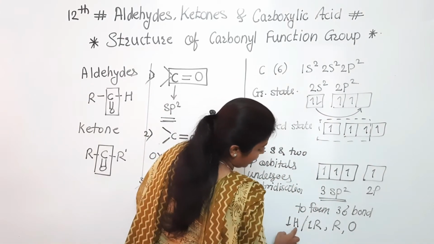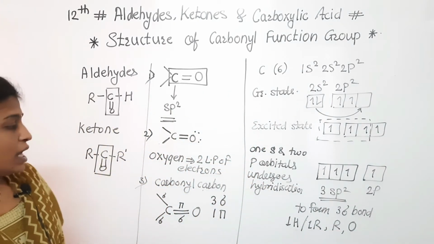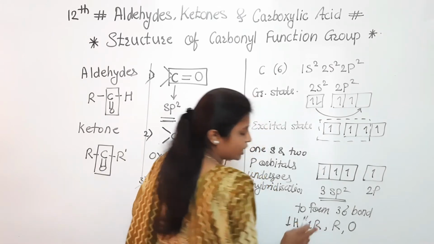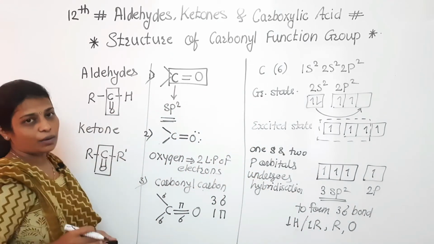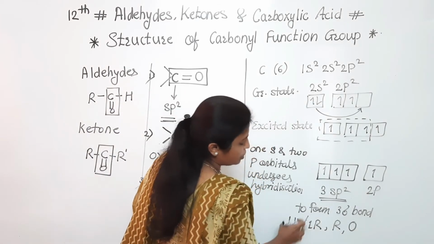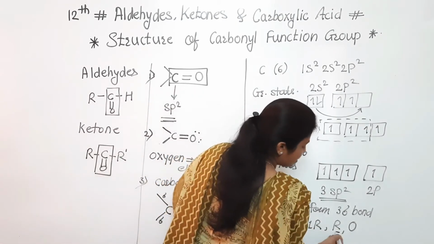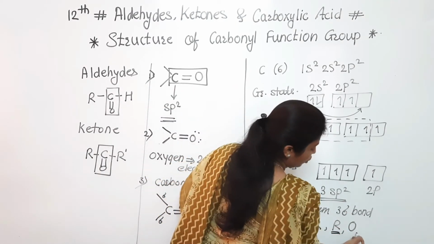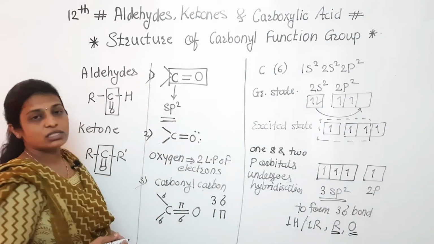One H or one alkyl group, because there is a possibility of this being an aldehyde or a ketone. So we are going to discuss both for the carbonyl carbon. That's why I am taking here one H or alkyl group, means one hydrogen will be there or one alkyl group will be there, but compulsory another alkyl group and one oxygen. So in this way these 3 sigma bonds are formed.